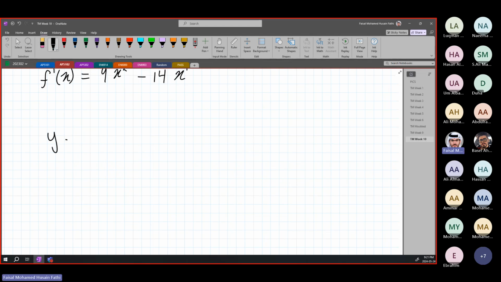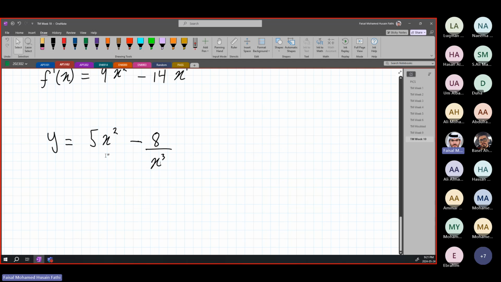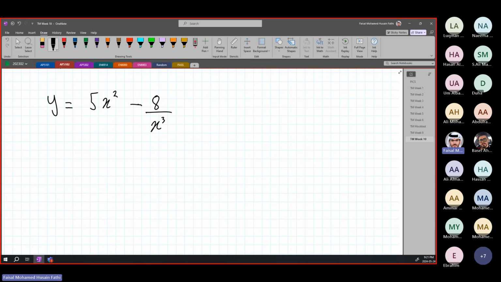or let's say y is equal to 5x power 4. Tamam? Actually, let's use a different number. 5x squared minus 8 over x power, I don't know, 3. So we have 5x squared minus 8 over x power 3. If we want to find y prime, remember, you can do each part by itself. So it's going to be 5x squared.